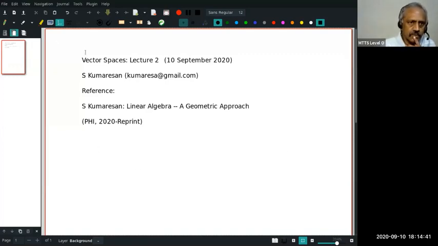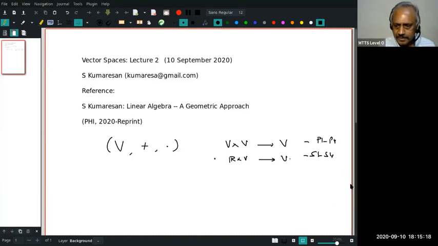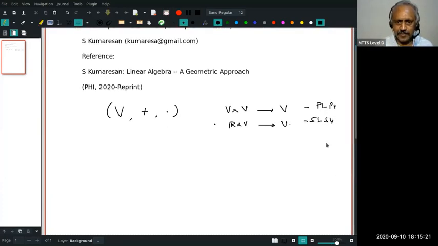So we want to give a few more examples of a vector space. There is some operation called vector addition, and there is an operation called scalar multiplication. Vector addition is a map from V cross V to V, and scalar multiplication is a map from R cross V to V, with certain properties. This has about 4 properties, which we call P1 to P4, and this has properties S1 to S4. These are the 8 properties I don't want to spell out.